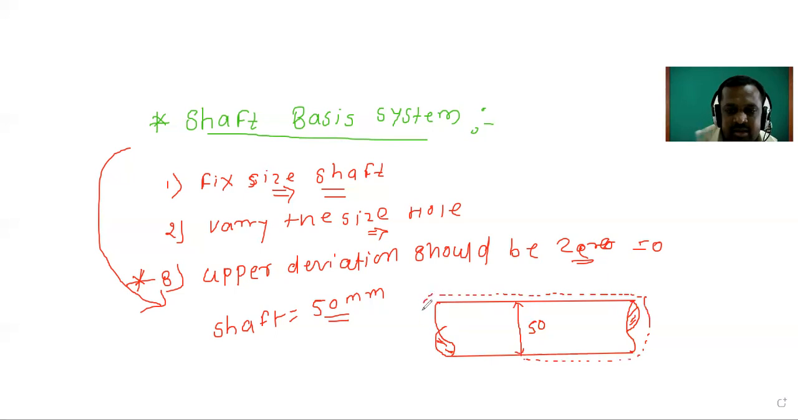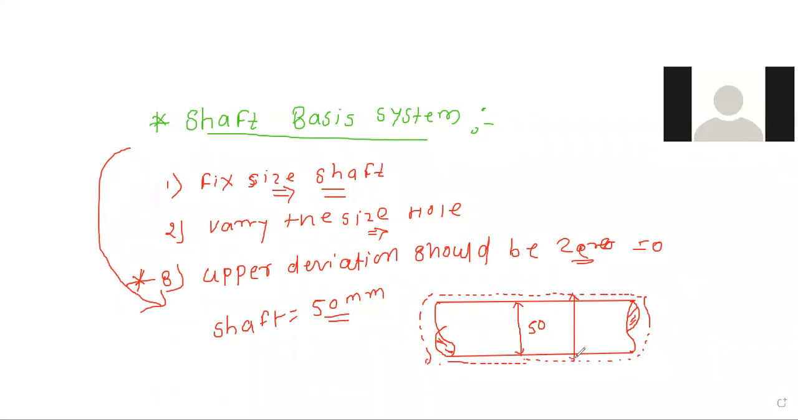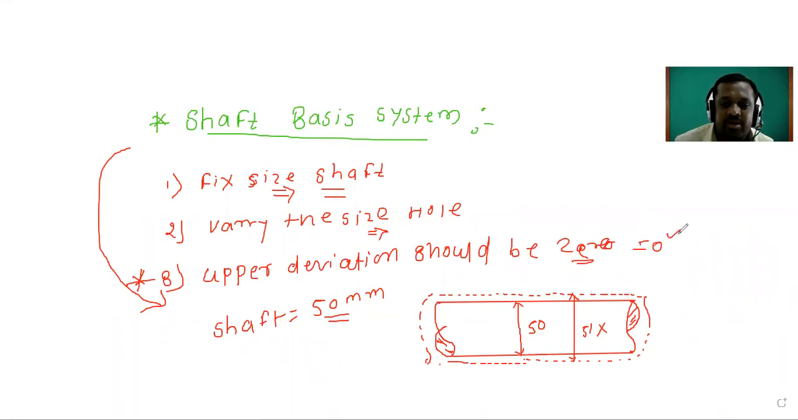Okay, then tell me whether it is called the shaft basis system. No. Why? Upper deviation is more than 50. It is not called the shaft basis system. What is the condition for the shaft basis system? Your upper deviation should be 0.